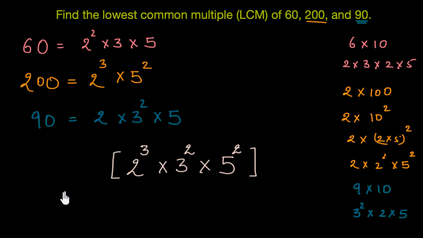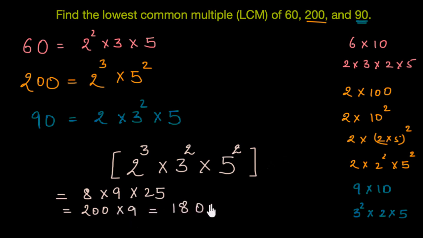Now we can calculate this and find the value. 2 cube is 8, 3 square is 9 and 5 square is 25. 25 times 8 would give us 200, and times 9, which would be equal to 1800. So the LCM of these three given numbers is 1800.